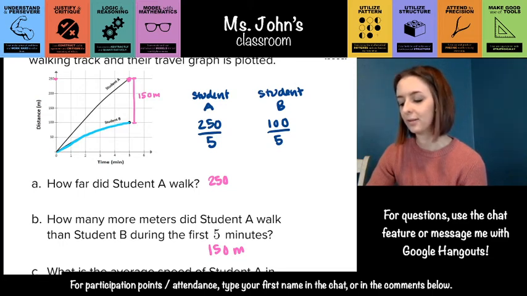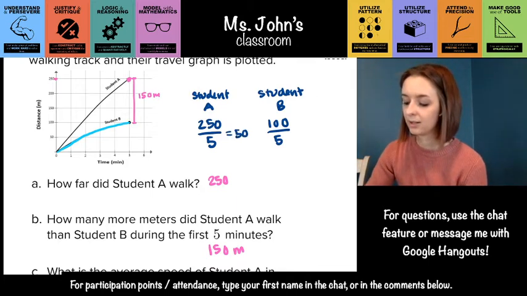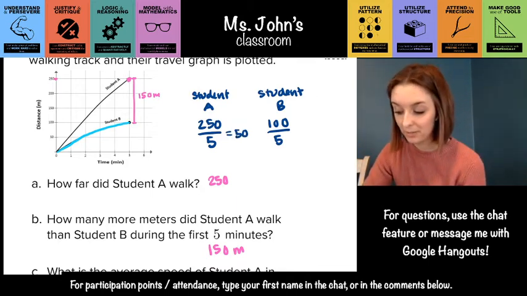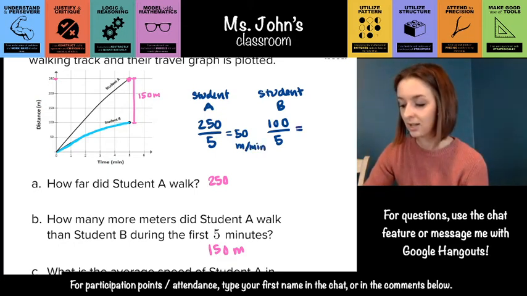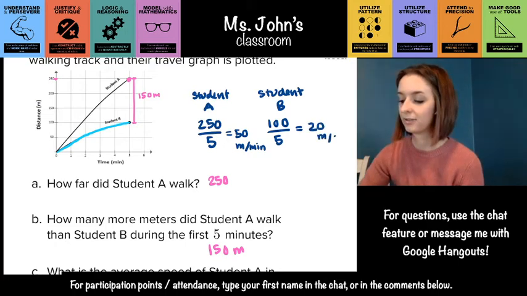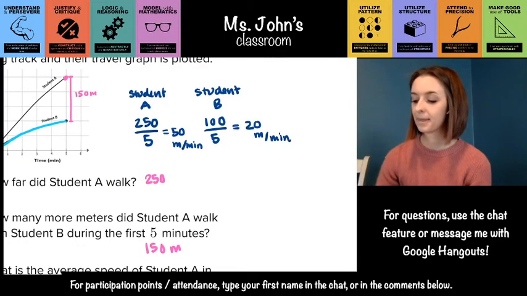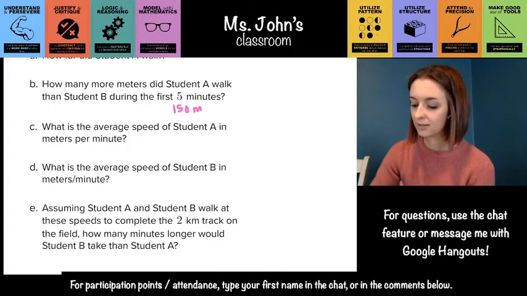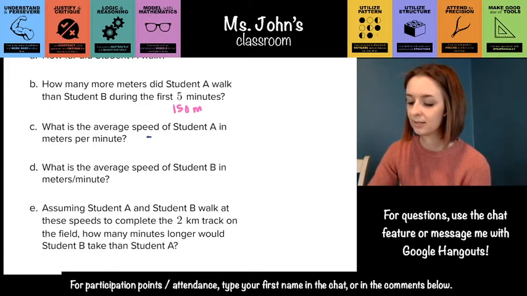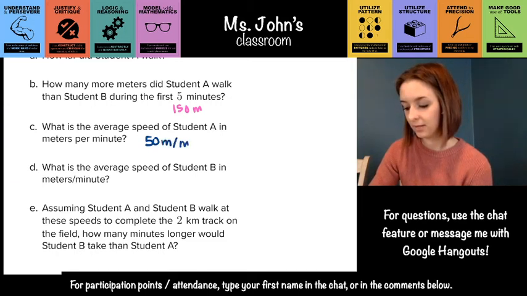250 divided by 5 is 50, I think. 50. And the units on this are going to be meters per minute, I guess. It's a weird speed measurement, but that's what we get for using Australia math. Meters per minute. So student A walked 50, is that what we decided? 50 meters per minute? Meters per minute. And student B walked 20 meters per minute.